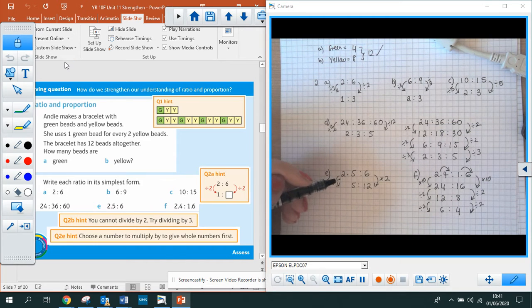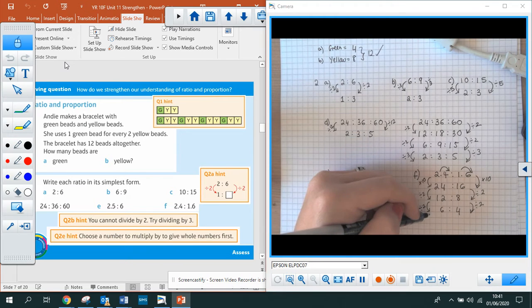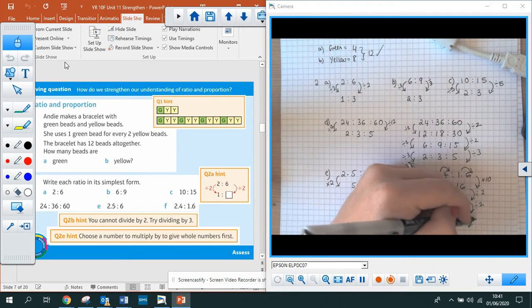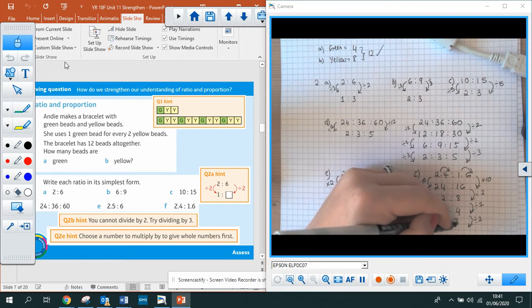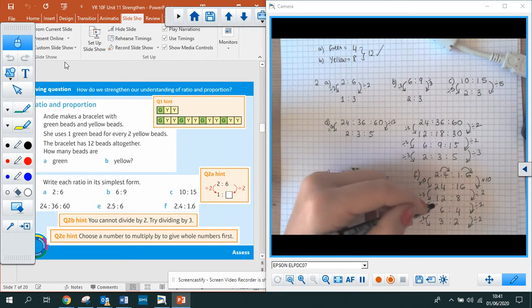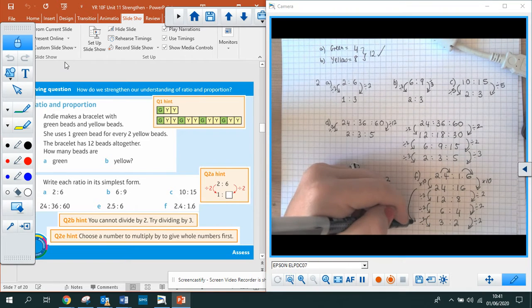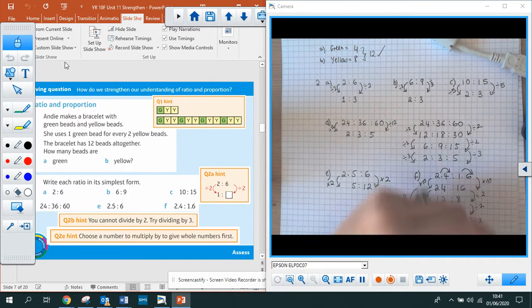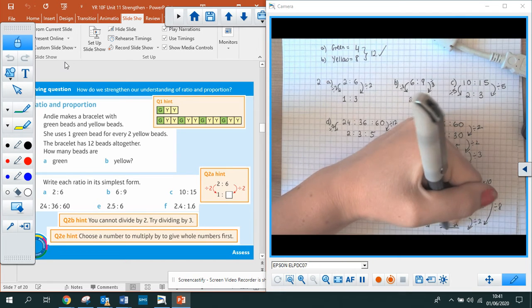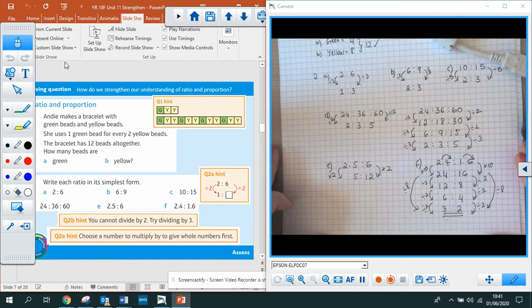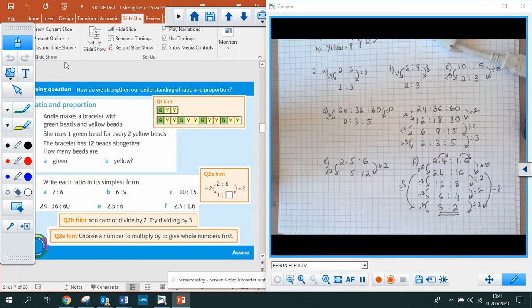Still not there. Still haven't got there, have I? So I'm going to divide by 2 again because they're both even. That gives me 3 to 2. And that is my final answer there. So what I should have divided by up here was 8. That would be the other way you could have done it. So either way, it doesn't matter as long as you got down to the simplified answer of 3 to 2 in the end. Well done if you got those.